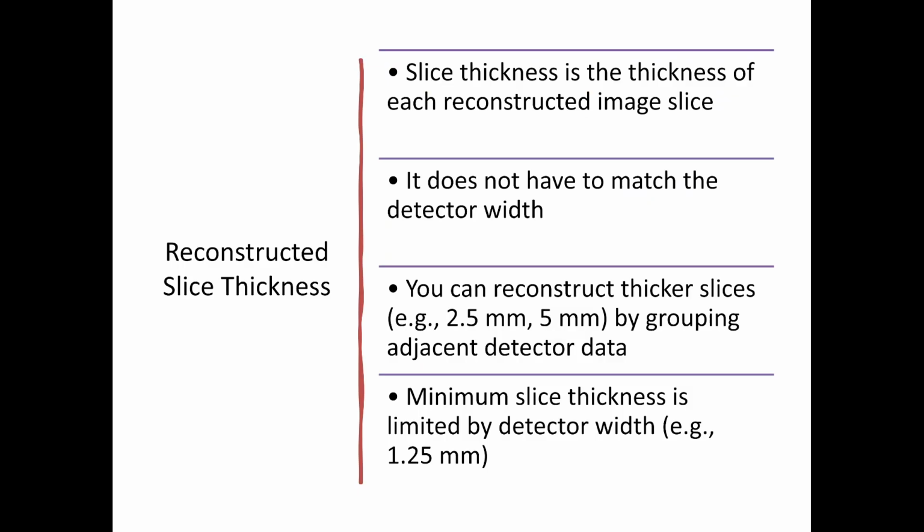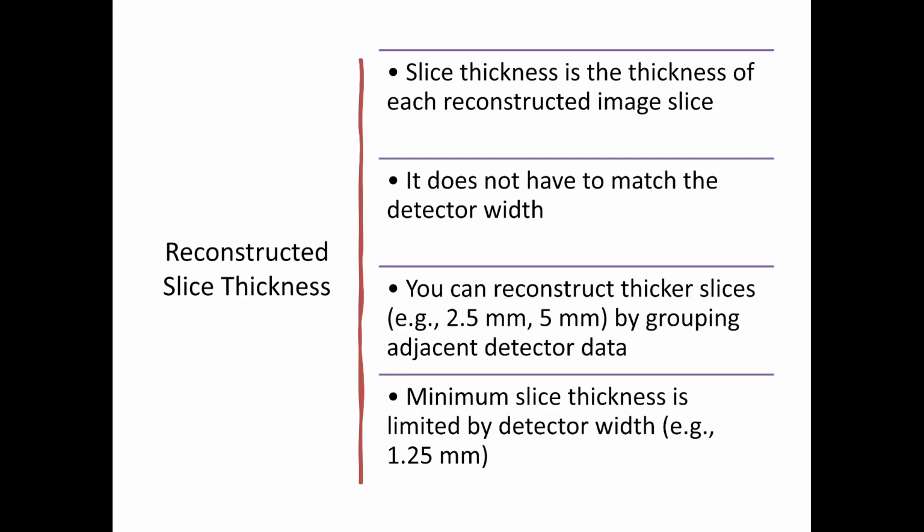Next, let's talk about slice thickness: the thickness of each image slice reconstructed from the raw scan data. Slice thickness does not have to match detector width. You can reconstruct thicker slices by combining data from multiple detector rows. For example, with 1.25 mm detectors, you can reconstruct slices at 2.5 mm, 5 mm, and so on.